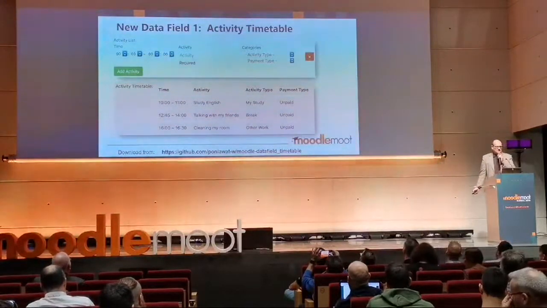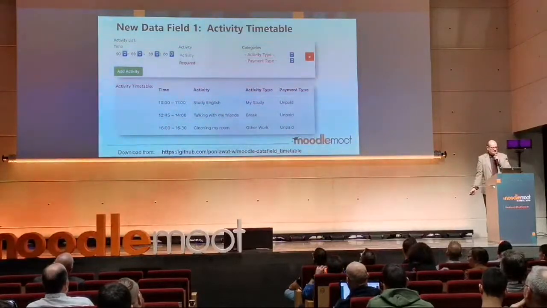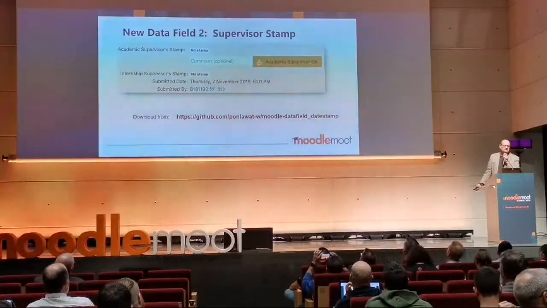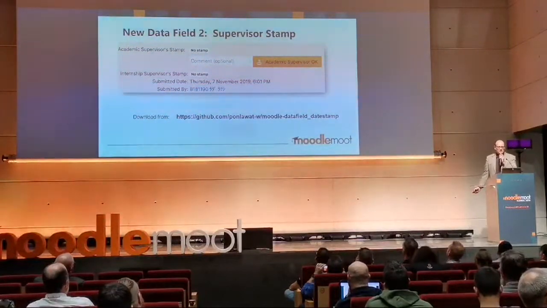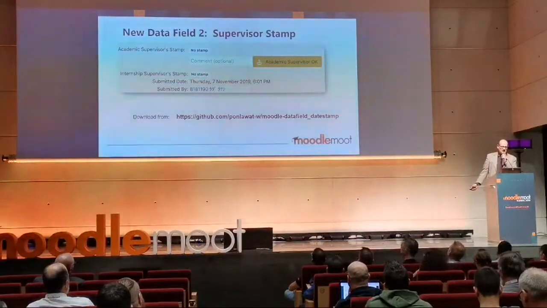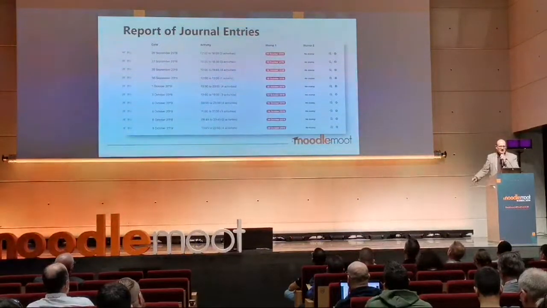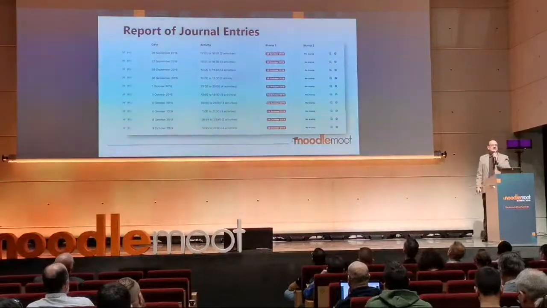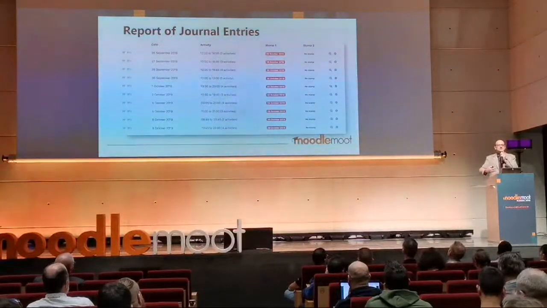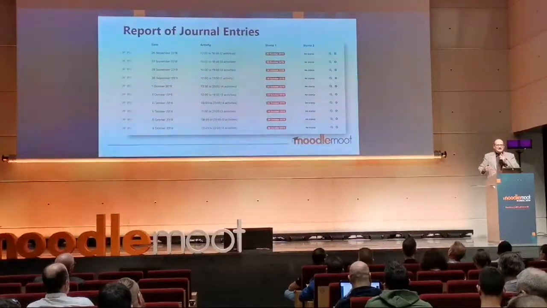So this was the new data field, activity timetable, that was programmed, and also a supervisor stamp data field which was programmed. We added this so that two separate academic and company supervisors could stamp it. And then this is the flow of the daily journals, and now we're developing notifications so that daily notifications to students and supervisors can keep their energy going in doing this.